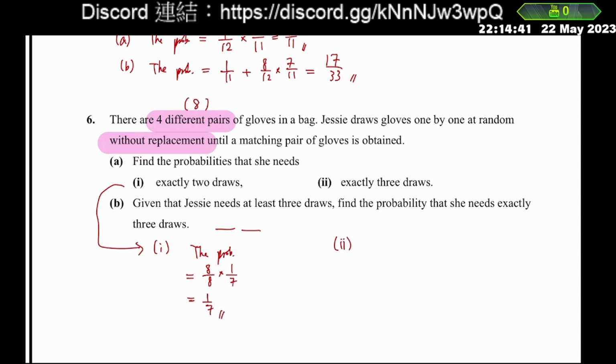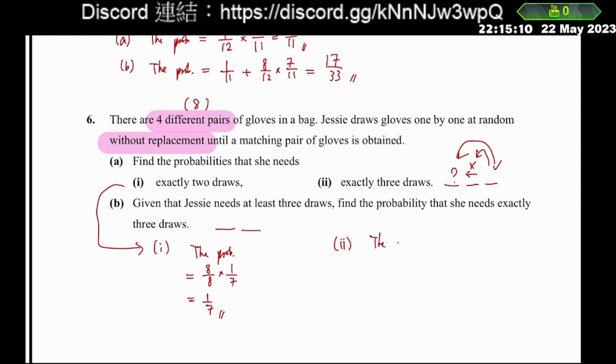Now next for part 2. For part 2, it is exactly 3 draws. Exactly 3 draws means, again, if we use the fill in the blank method, the first one can be anything, while the second one does not match, and then the last one can match with either of these. So it will be the idea like this.